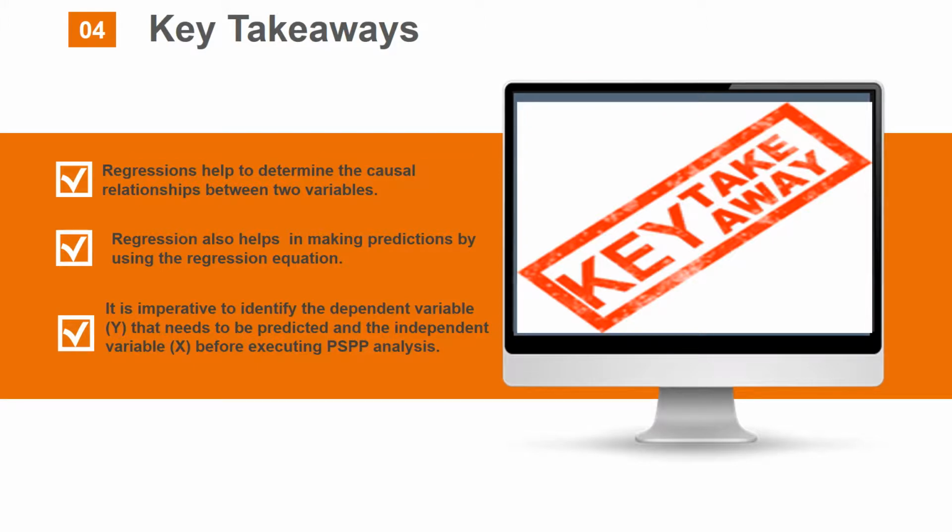Next, what are the key takeaways here? The first takeaway is that regressions help to determine the causal relationship between two variables. We can also use the correlation matrix to have a quick picture of numerous correlations existing between more than two variables. Next, regression also helps in making predictions by using the regression equation like we saw with our samples earlier. Finally, it is imperative to identify the dependent variable, which is the y variable that needs to be predicted, and also the independent variable x before executing our PSPP analysis.